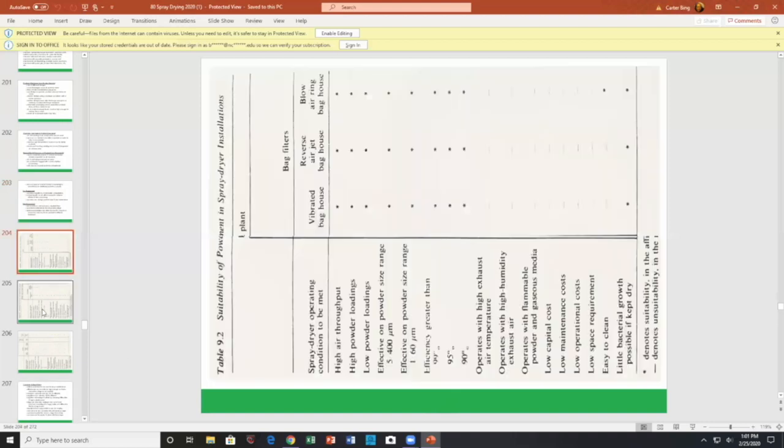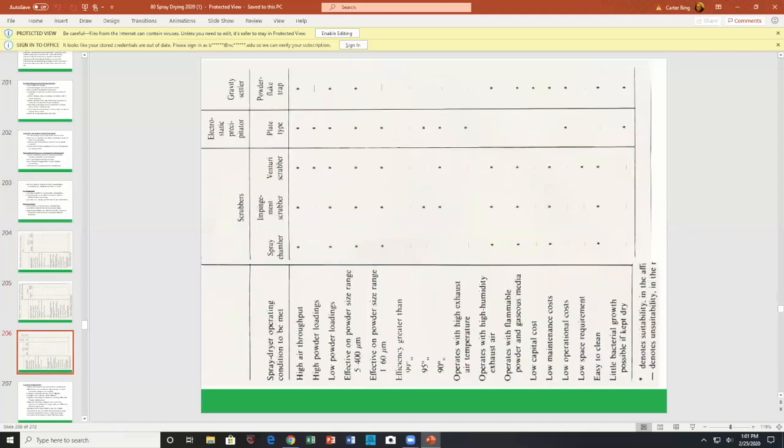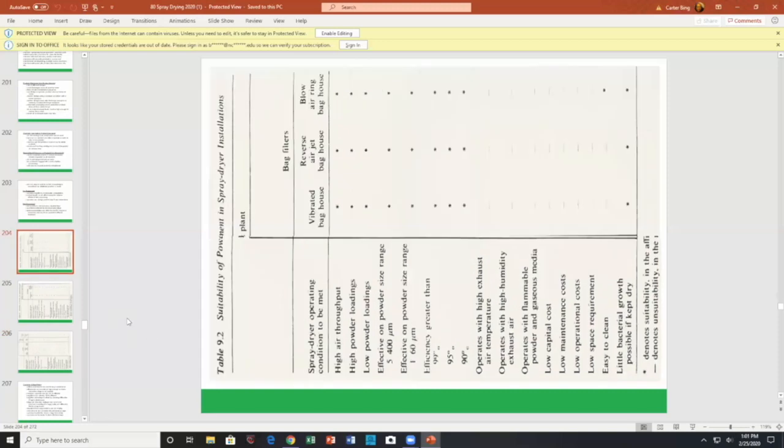I apologize for these, but what's really unique is basically you tilt your computer screen, right? You take this and turn it on its side, instead of me fussing around seeing if I can rotate this, you can rotate your computer. It'll be the same effect. And look, bag filters, we can have vibrating bag houses, reverse air jet bag houses, we can have blowing air ring bag houses.